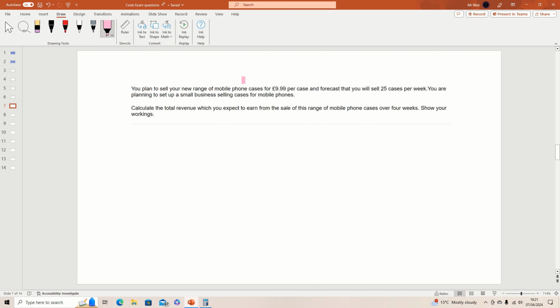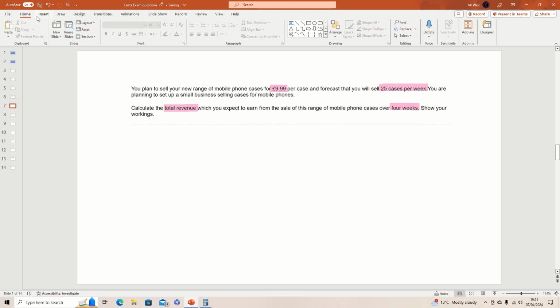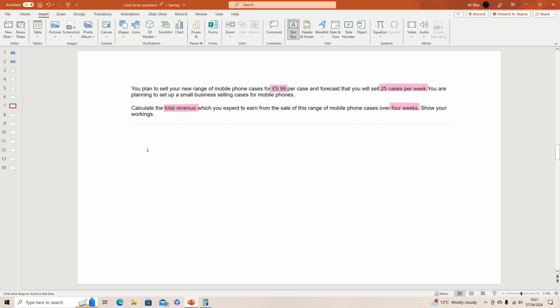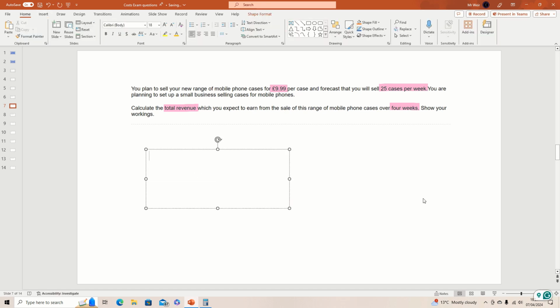So at this point, we are looking at £9.99 per case for a mobile phone case, and we're going to sell 25 per week. Calculate the total revenue for 4 weeks. Show your workings. So we've just done before what the formula is for revenue, so we can do the same thing again.